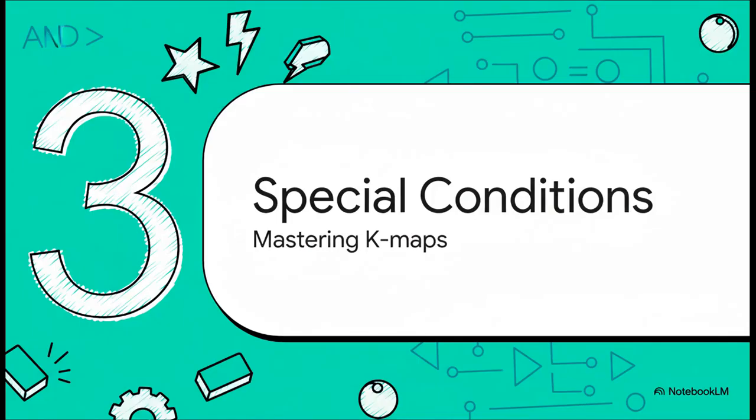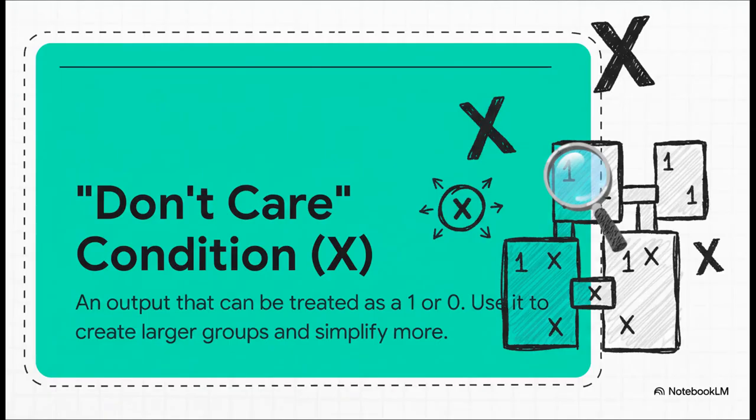Okay, but the K-map actually has a few more tricks up its sleeve. You can think of them as power-ups that help us get even better answers. The first power-up is the don't care condition. We mark it with an X. These show up for input combinations that should never, ever happen in our circuit, or situations where we just, well, we don't care what the output is.